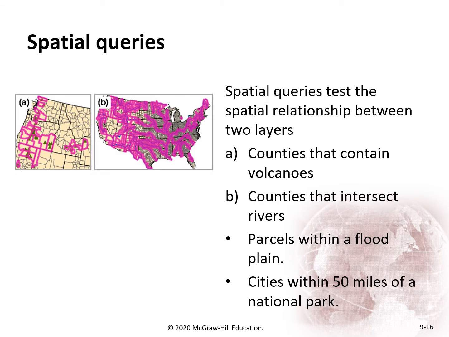Spatial queries are very different. Spatial queries test the spatial relationship between two layers. Okay, so instead of just looking at the attributes, you're looking at the spatial location of features. And so you're looking, for example, at counties that contain a volcano, counties that intersect rivers, parcels within floodplains, cities within a certain distance of a park. It's all spatially motivated.